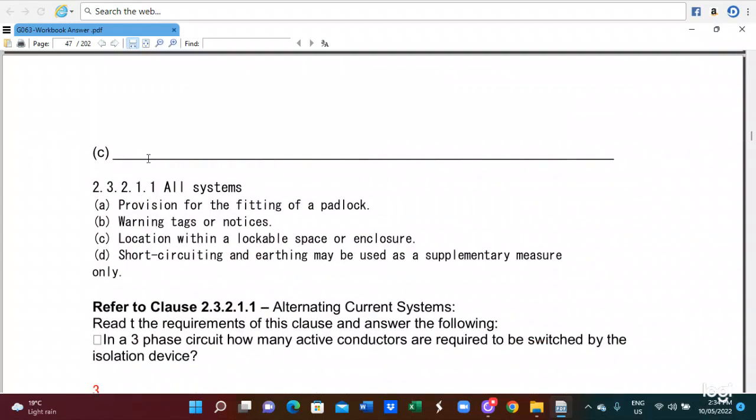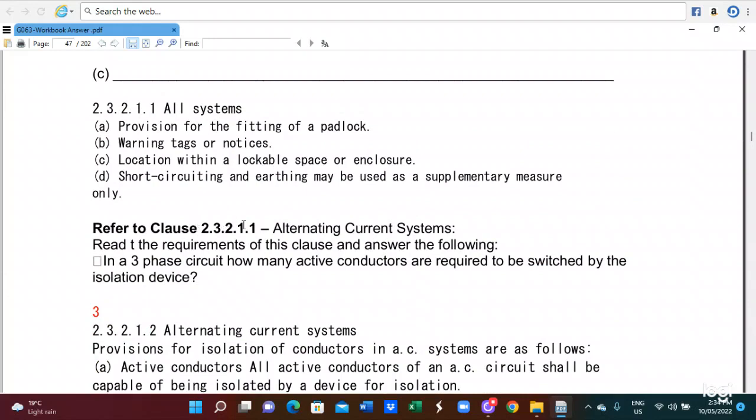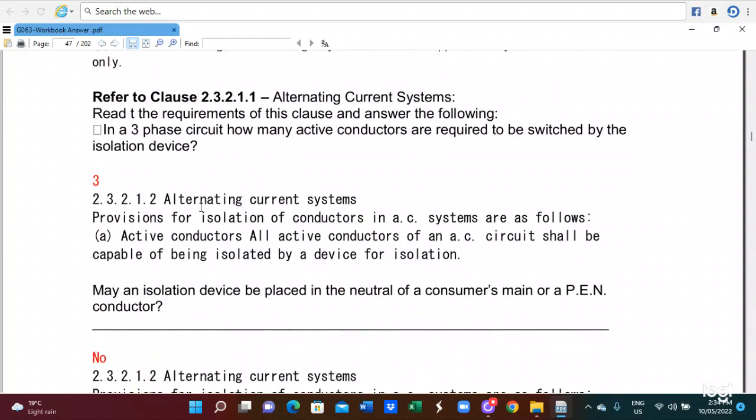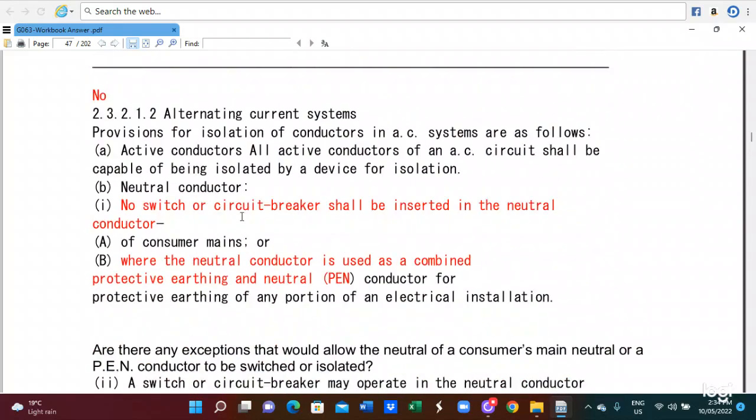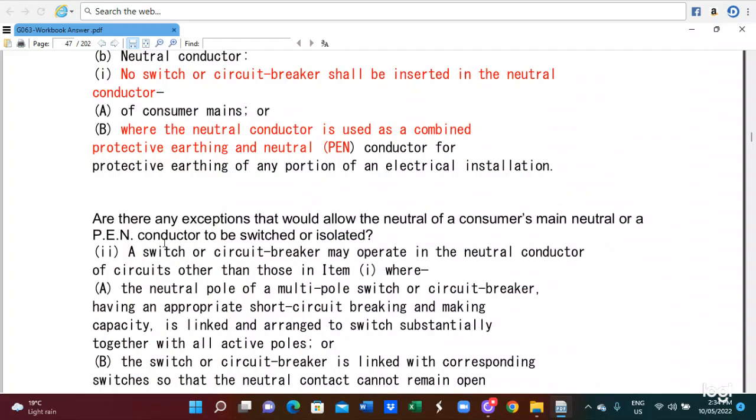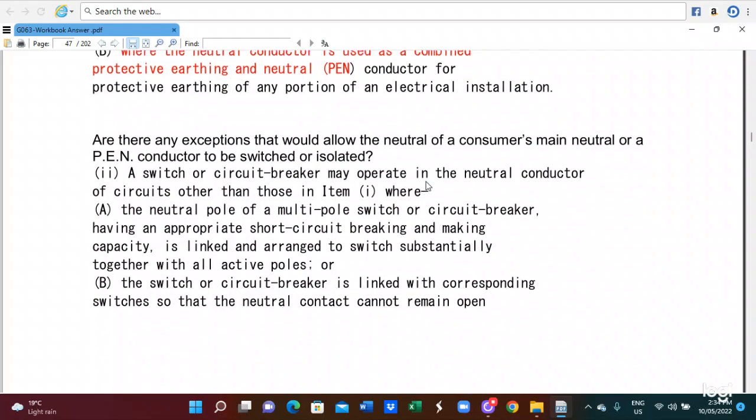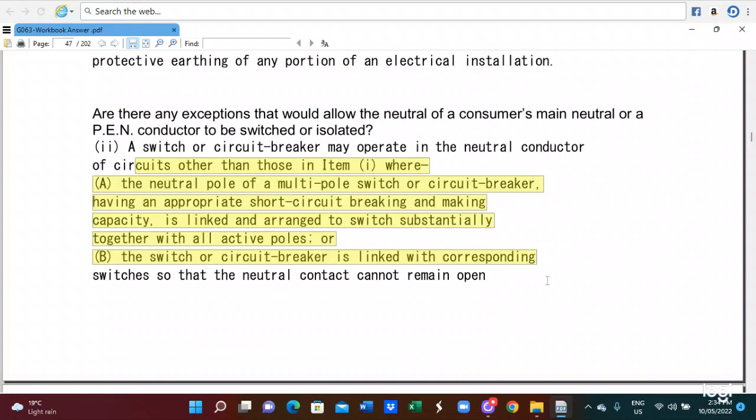Clause 2.3.2.1.1 is for all systems. 2.3.2.1.1 covers the alternating current system. Are there any exceptions that will allow the consumer's neutral, main neutral or PM conductor to be switched or isolated? The answer is no. So this is the answer for the PM.